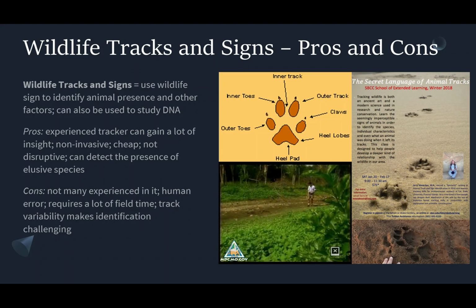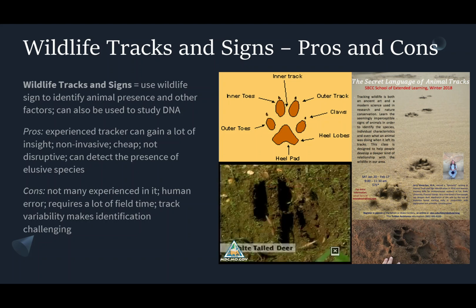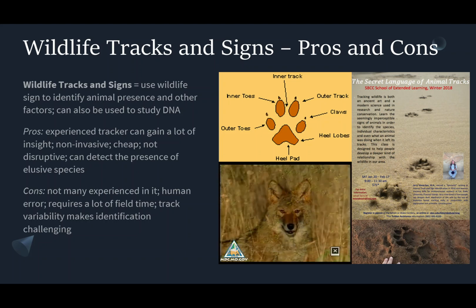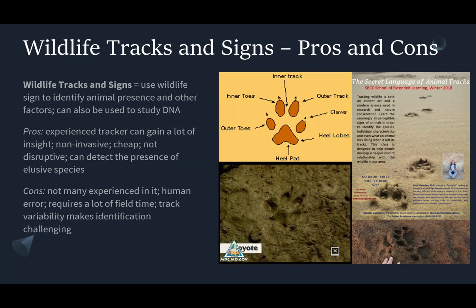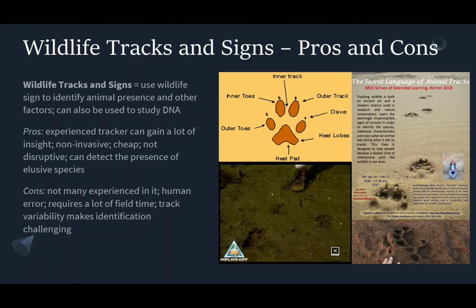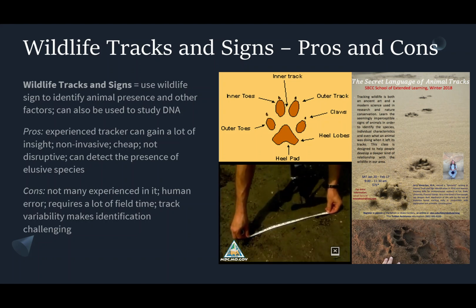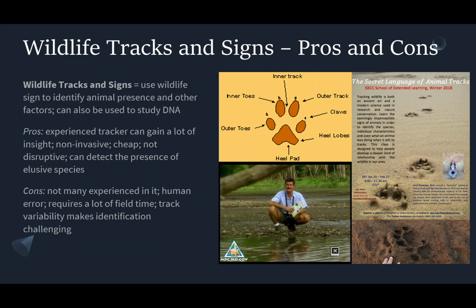Some pros include that an experienced tracker can gain more insights from tracks than just the species, for example, sex. The use of wildlife signs is non-invasive, it is fairly cheap, it does not disturb the animals, and you can detect the presence of elusive species. Some cons include that not many people are experienced in animal tracks and signs, human error is a factor, it can only be done while in the field, and track variability can make identification challenging.